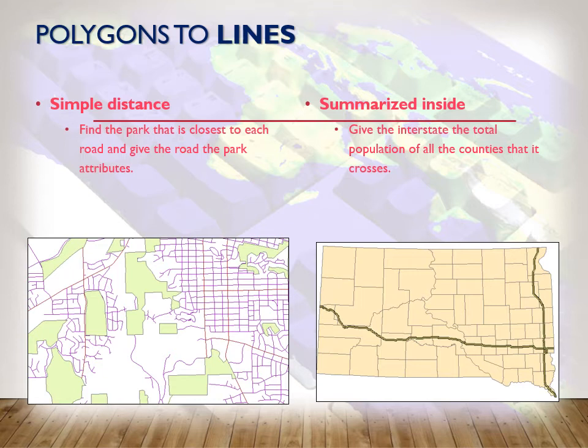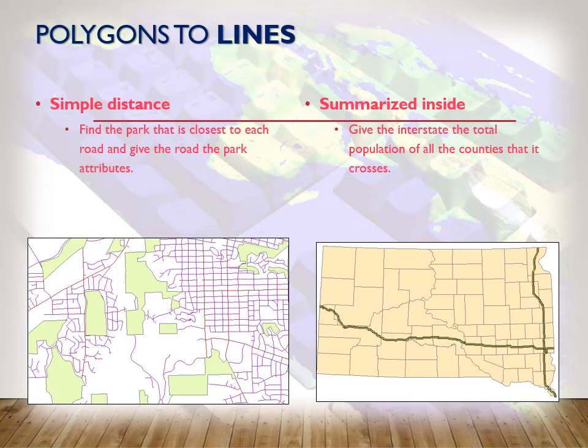Okay, so we have another request. Find the park that is closest to each road and give the road the park attributes. So basically we have roads, and whatever park is closest to it, we want all those attributes. So that's a simple distance.